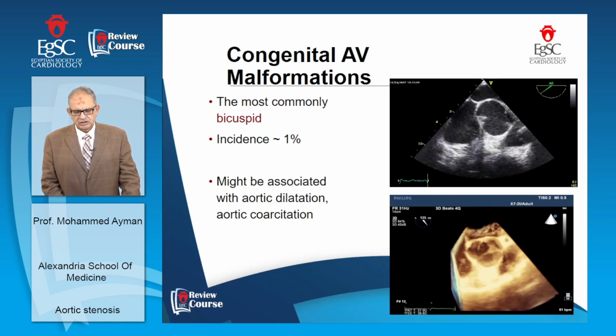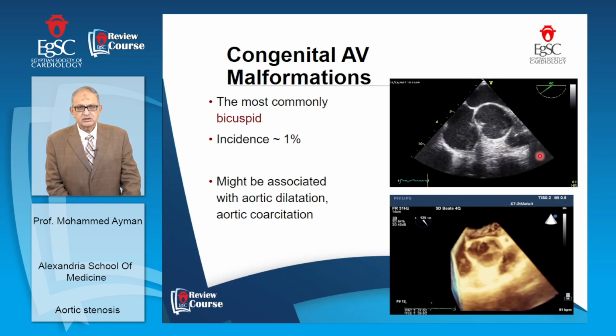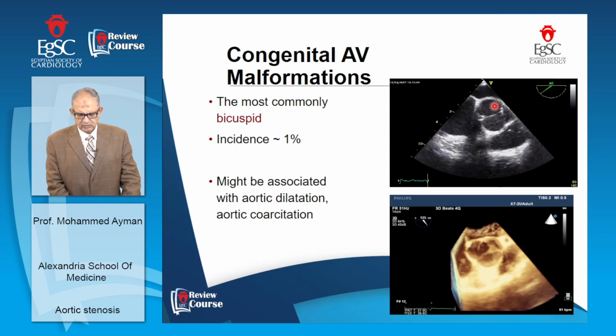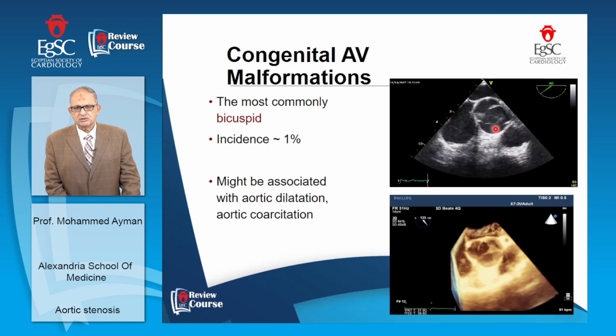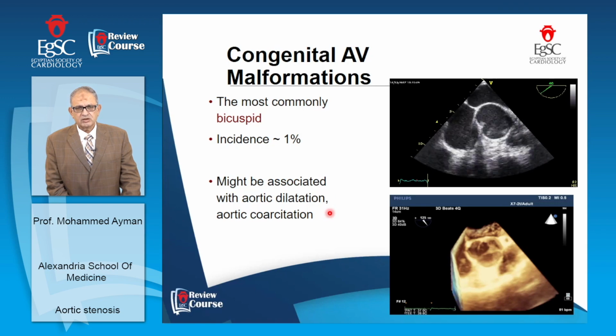So starting with the congenital malformations, the most common one is the bicuspid aortic valve. As you see here, this is a transesophageal echo, and you can see here that this aortic valve is a bicuspid one. The incidence of congenital bicuspid aortic valve is around 1% in the population. This bicuspid aortic valve might be associated with some aortic dilatation in some patients, and sometimes it might be associated with coarctation of the aorta or the presence of a subaortic membrane.